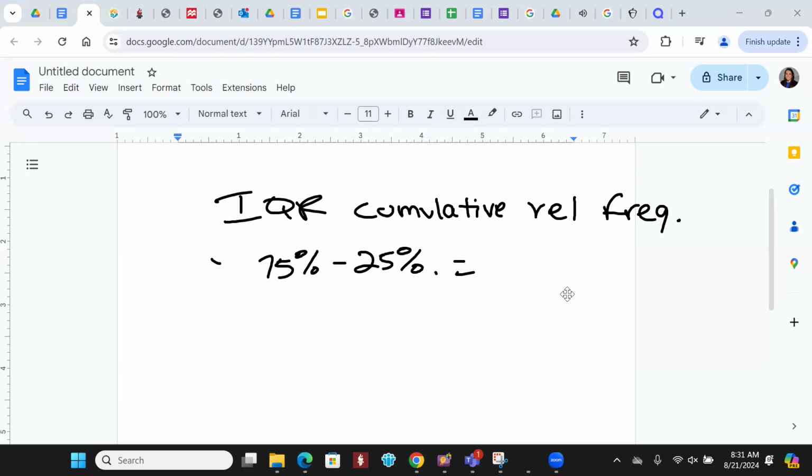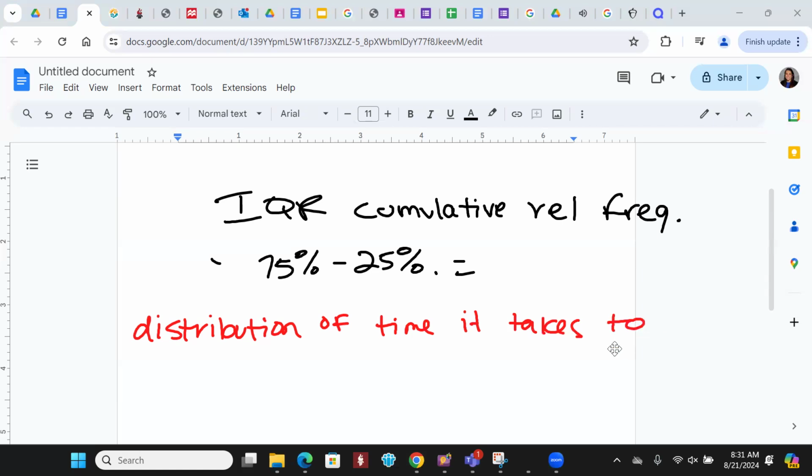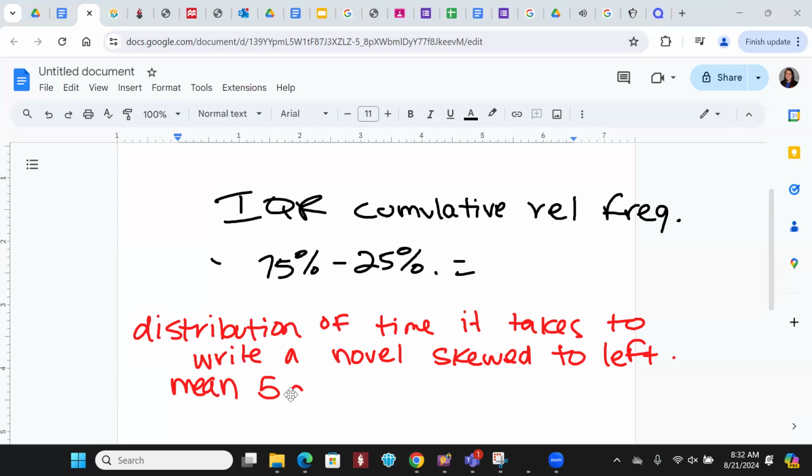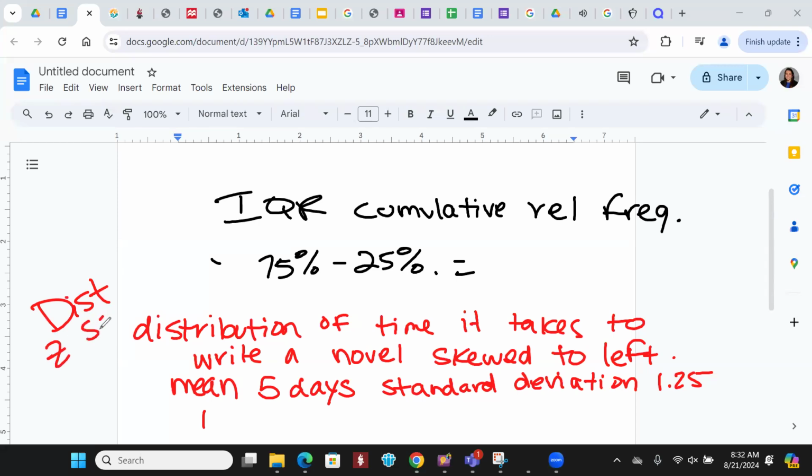If I say the distribution of time it takes to, let's say, write a novel is skewed to the right, or let's say to the left, and the mean is, let's say, 5 days, and the standard deviation, I'm just making these numbers up, so don't judge, is 1.25. What would the distribution for z-score look like? What would that look like?